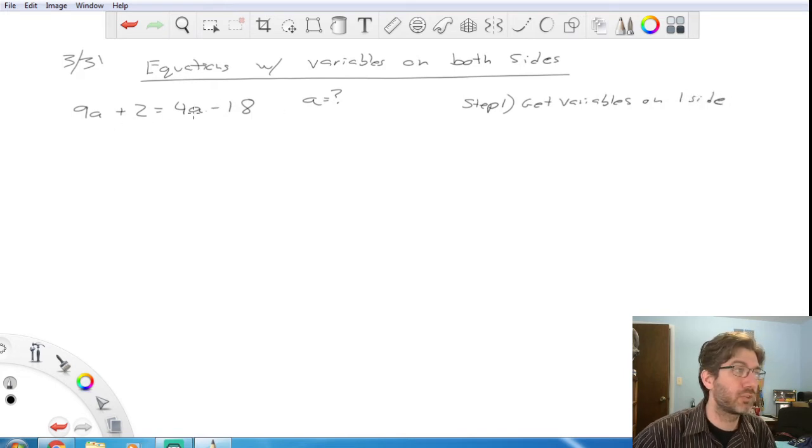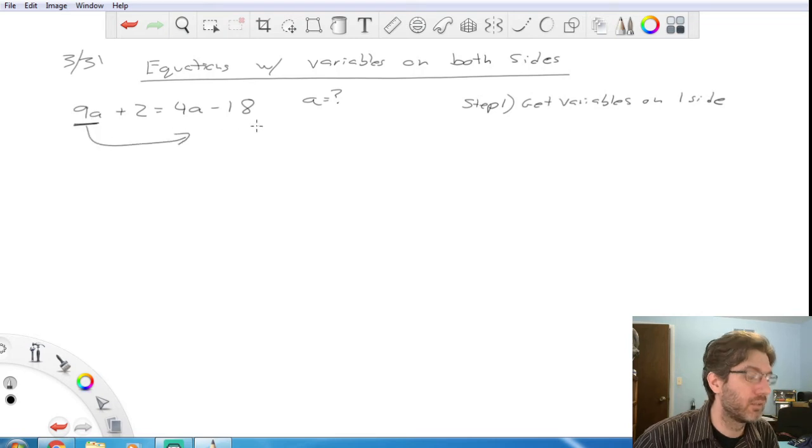Which means you actually have a choice here. I could move the 9A over to this side, or I could move the 4A over to that side. It does not matter. You're going to get the same answer as always.